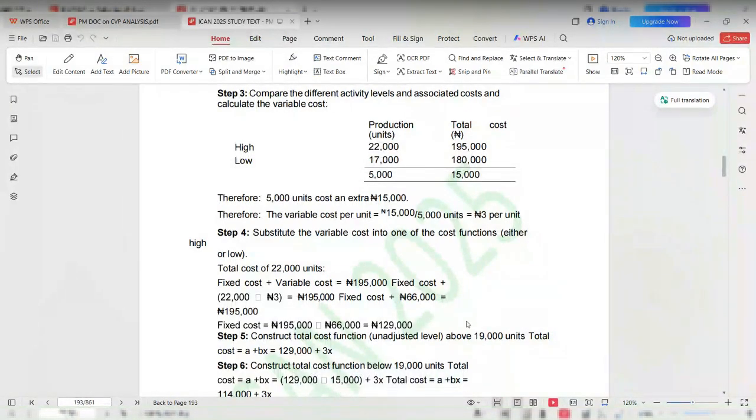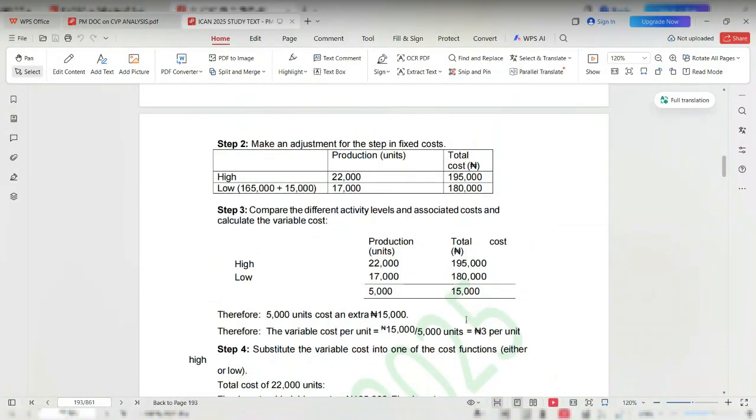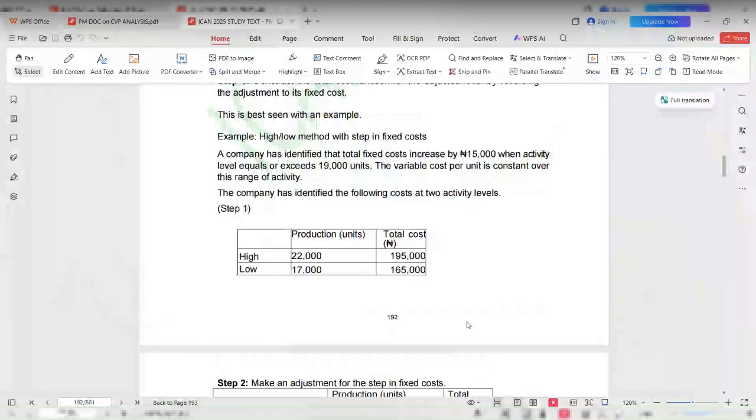According to the question, if a company has identified that total fixed costs increased by 15,000 naira when activity level equals or exceeds 19,000 units, we only change the cost. We didn't touch the production units. Is it because the level is equal to or exceeds 19,000 and the unit we are dealing with is 22,000 units, or we don't have to touch it?